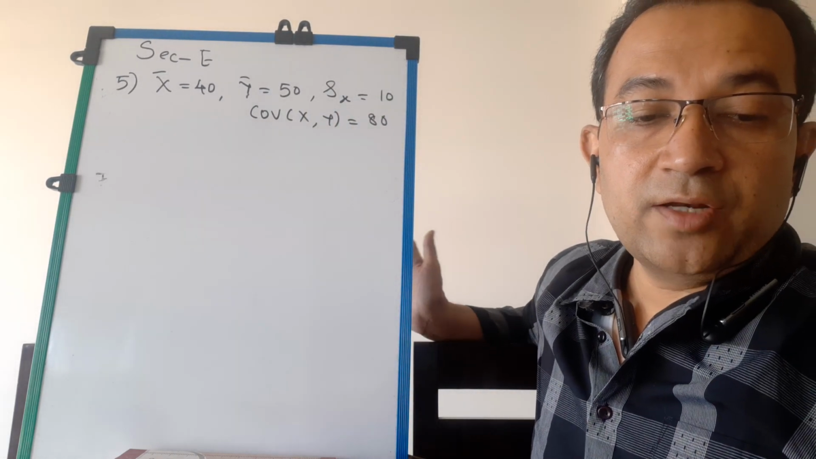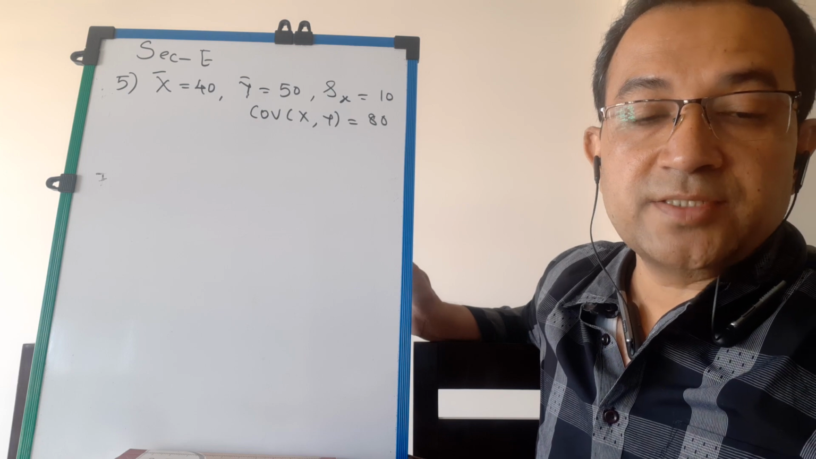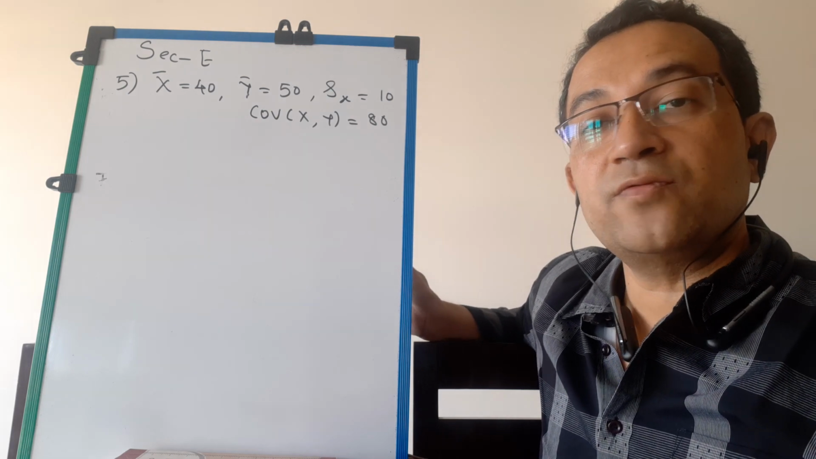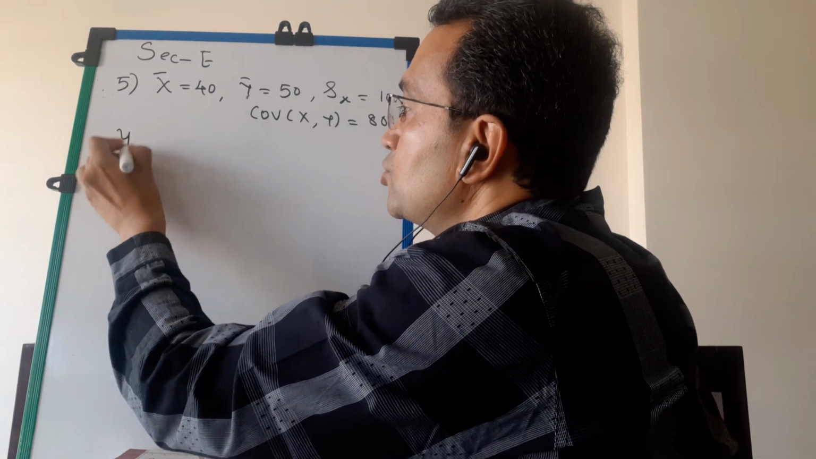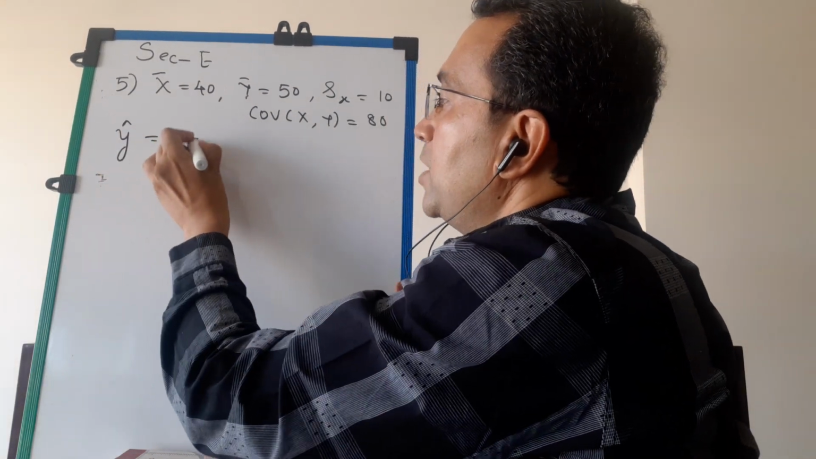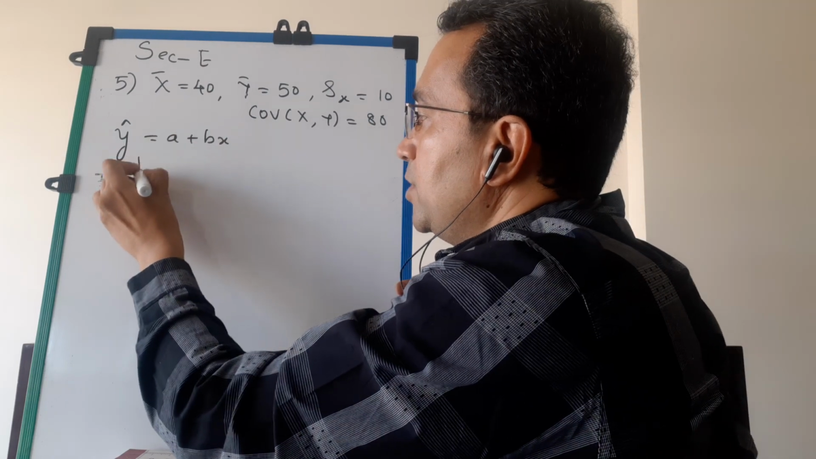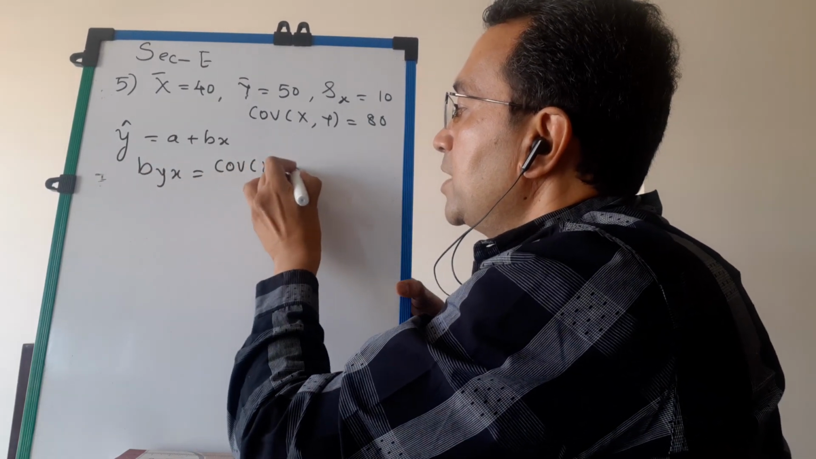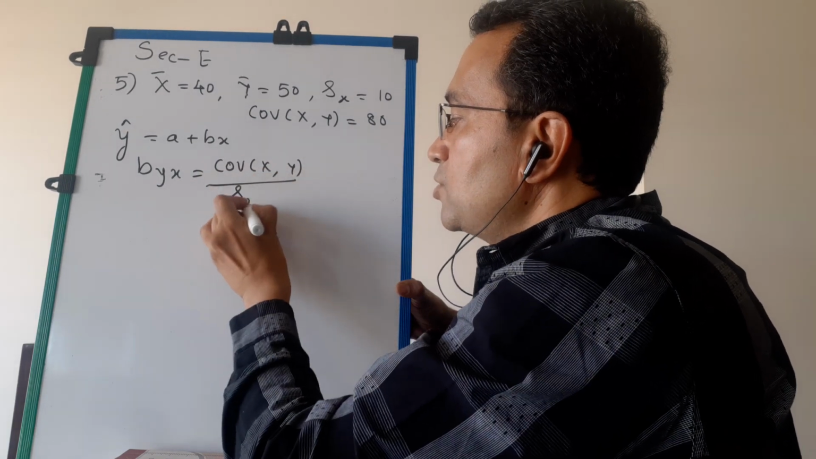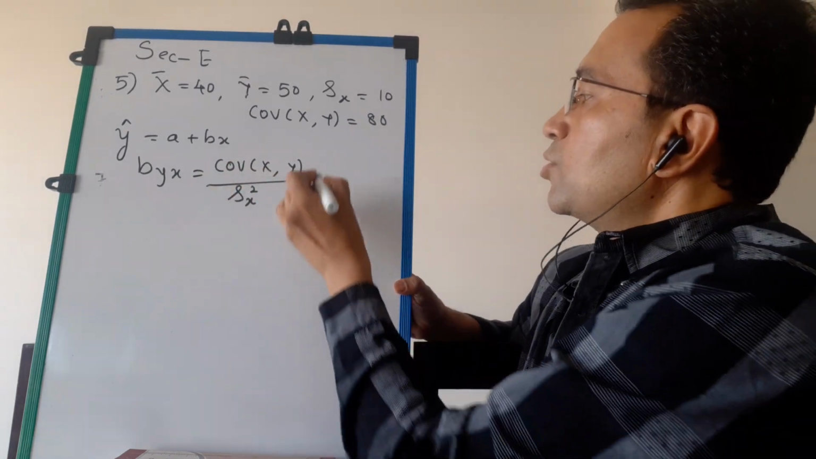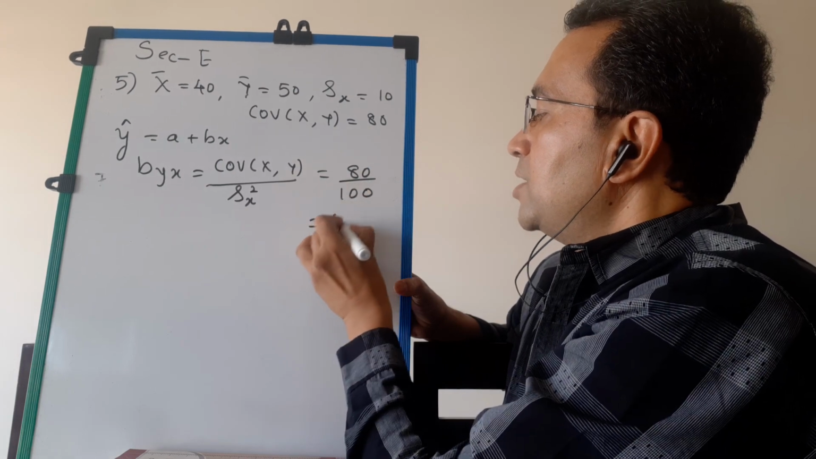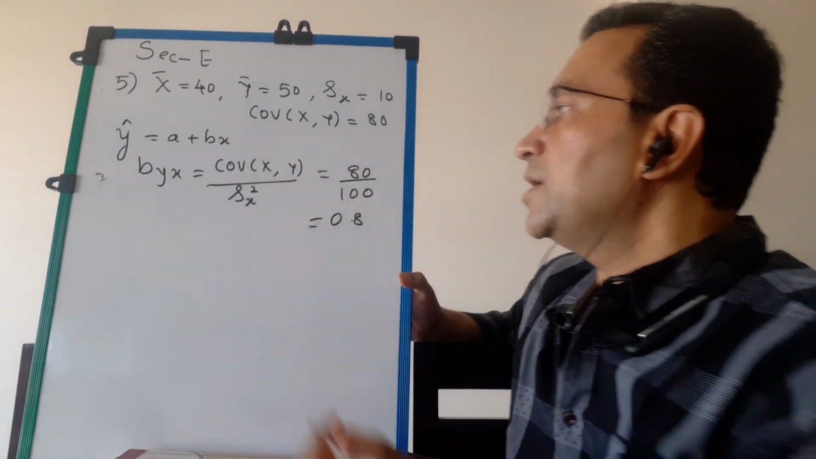Obtain the regression line of y on x. Estimate y when x is 45 lakhs. These values are given, students, in lakhs of rupees. So as usual, the regression line of y on x is y cap is equal to a plus bx. B will be covariance between xy upon sx square. So covariance is 80, sx square is 100. So the answer of B is 0.8.